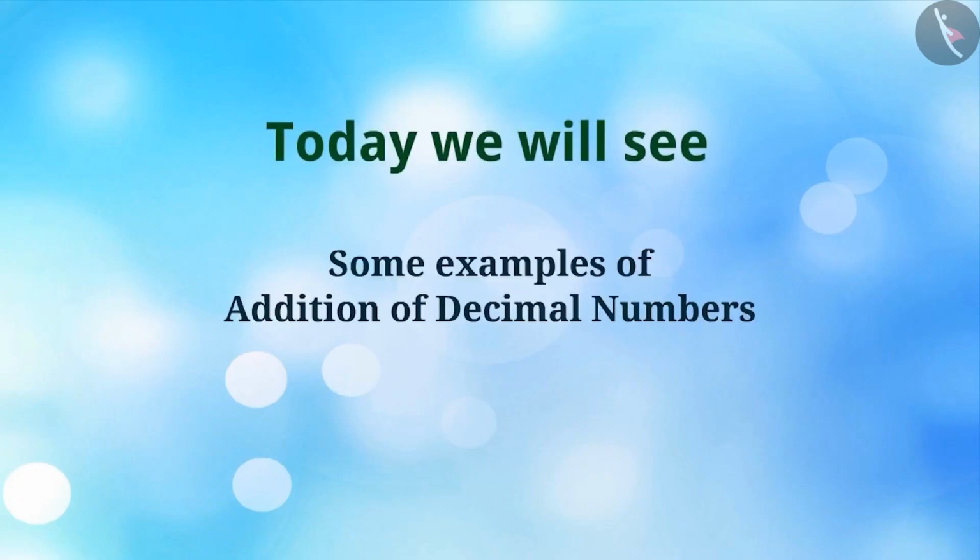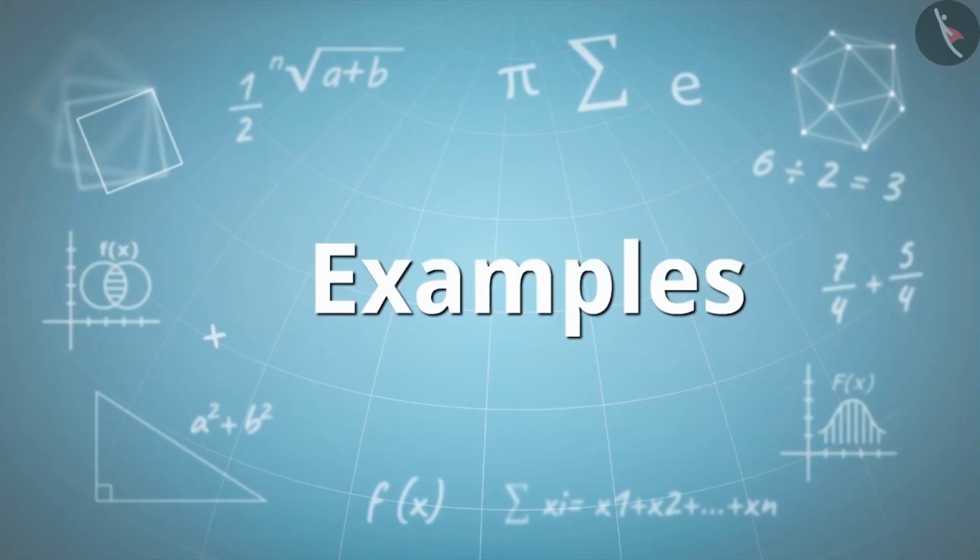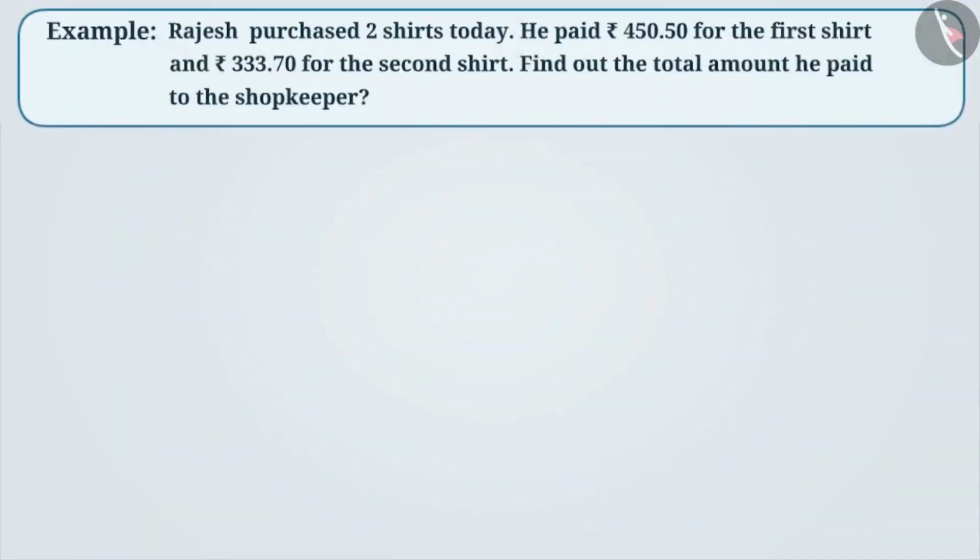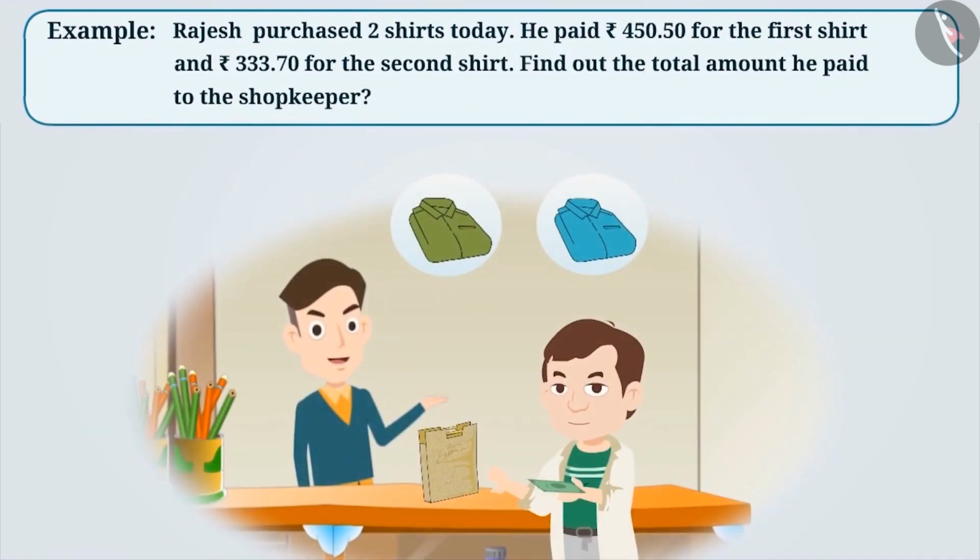Let us look at some examples of addition of decimal numbers. Rajesh purchased 2 shirts. He paid rupees 450 and 50 paise for the first shirt and rupees 333 and 70 paise for the second shirt. Find out how much he paid in total to the shopkeeper.